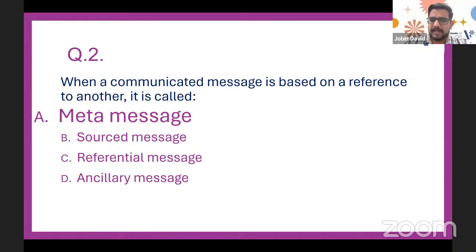Referential message, what do you mean? Referential message means the speaker will be speaking about a specific thing, for example, their movement or a specific place. Like, for example, this tiger is seen here. A reference is being given, and the sender or the audience analyzes that message. That is what referential message means. Ancillary message is another kind of message. It's a two-way communication message. So this communicated message, which is based on reference to another, is called a meta message.